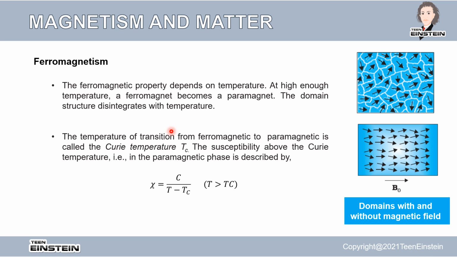The temperature of transition from ferromagnetic to paramagnetic is called the Curie temperature Tc. This is like a phase transition, like from liquid phase to solid phase, how phase changes. It is also a phase transition from paramagnetic to ferromagnetic. The susceptibility above the Curie temperature can be given as chi equal to C by (T minus Tc) when T is greater than Tc. So when T is greater than Tc, the material is like a paramagnet. But when the temperature becomes less than Tc, less than the phase transition temperature, it becomes a ferromagnet.